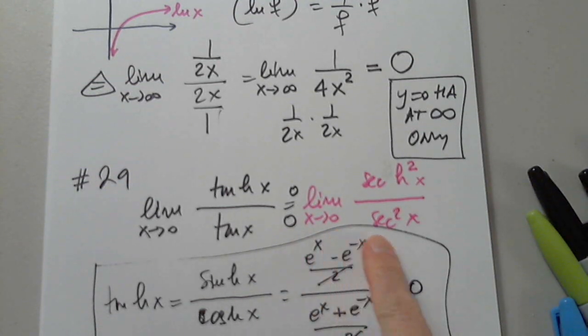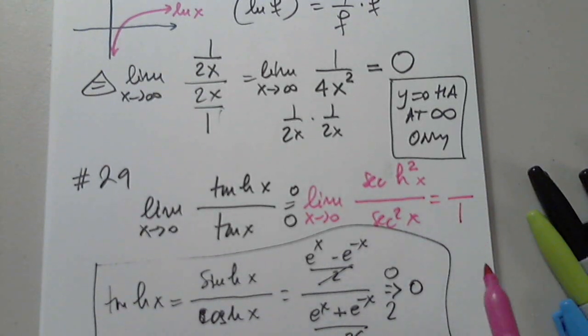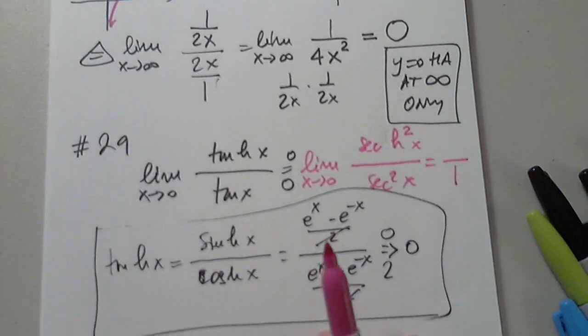So now, when x approaches 0, secant squared is 1 over cosine, so it's 1. So the denominator here will be 1. But now, again, how do I determine this? Well, it's the same idea.